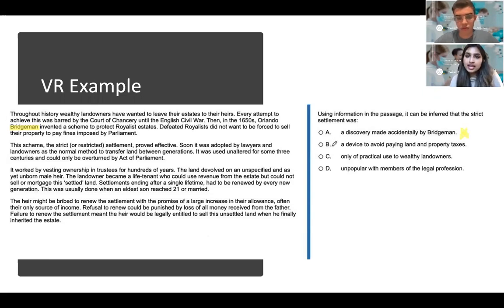Next, we'll look at option B, and it says strict settlement was a device to avoid paying land and property taxes. So again, looking at words that say payment, taxes, property, anything. And we can see it straight away in the first paragraph. It says defeated royalists did not want to be forced to sell their property or to pay fines imposed by Parliament. Of course, fines imposed by Parliament would infer taxes. So this could be an option because we can see that the royalists did not want to pay these taxes. So I'm just going to put a little line here to say that this could be one of the answers.